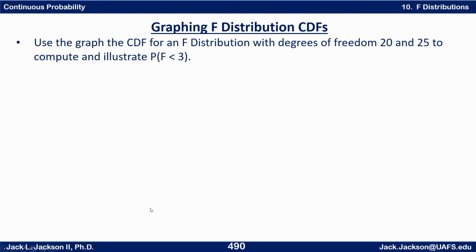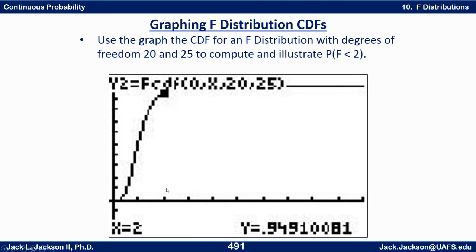Okay, continuing on, use the graph of the CDF for an F distribution with degrees of freedom 20 and 25 to compute and illustrate the probability that F is less than 2. Of course, that's just an X value of 2, and the output is the Y value. So X is 2, there's the Y value. I just did a trace. Type in 2, there it is.